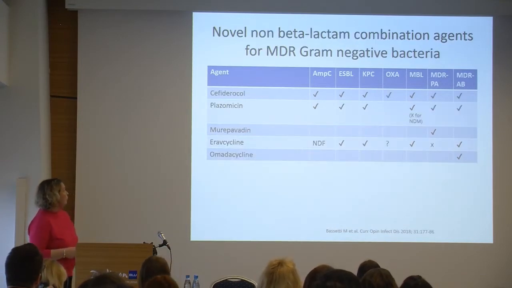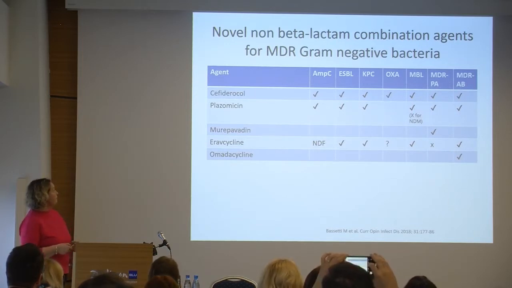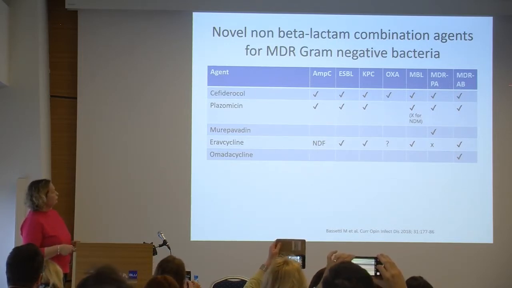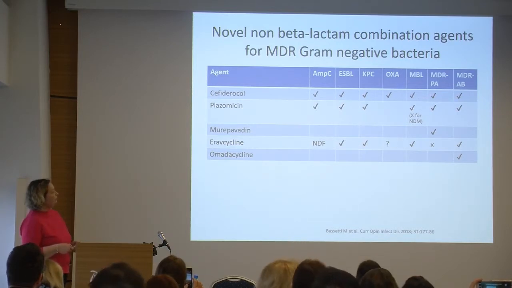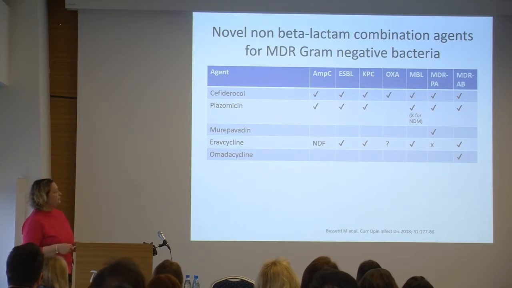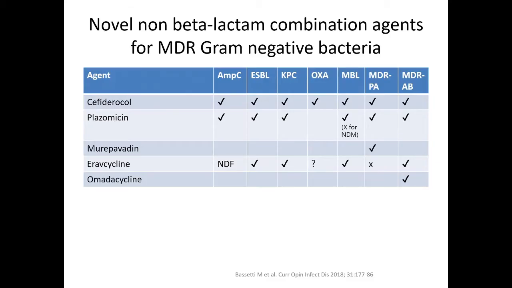Then we have another group of drugs which are not beta-lactam combinations. Here we have cefiderocol, which is also very promising. Even so, they're now reporting that some strains of Pseudomonas are not really sensitive to the drug, and there are already some problems with multidrug-resistant Acinetobacter. As you all know, cephalosporins are not usually active against Acinetobacter, so this is a novel siderophore cephalosporin, but already some resistance is reported. Plazomycin is not effective against NDM strains, and eravacycline has some question marks about the OXA.